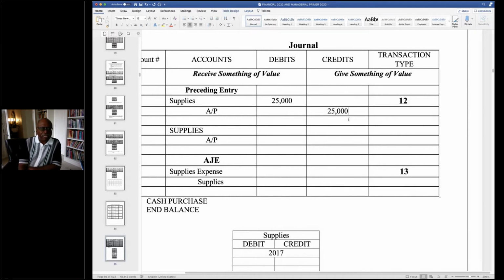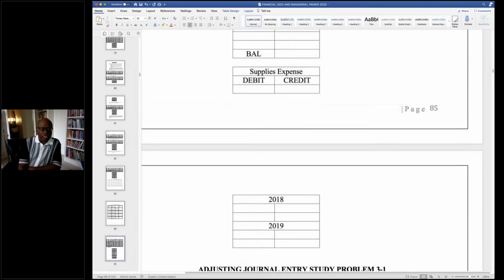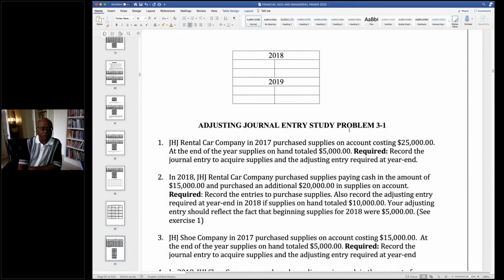So after you do that, what's the next thing we see? It says that at the end of the year, supplies total 5,000. So you have to record the adjusting journal entries for the year end. That means they've spent at least $20,000 as a supplies expense. So the two accounts listed are supplies expense and supplies, equal to 20,000. Supplies expense is debited at 20,000, and the supplies account is credited at 20,000.